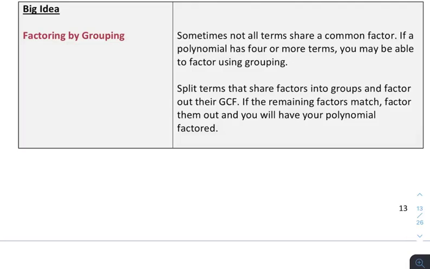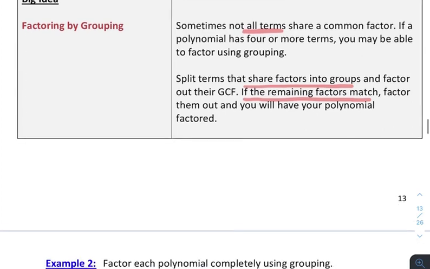So what happens if your terms don't all share a common factor? Sometimes you might have things that don't have a factor in common, but maybe smaller groups of them do. So if you have 4 or more terms, you might be able to factor using a method called grouping. Essentially, instead of trying to take a common factor out of everything, you break your terms into smaller groups and then factor out a greatest common factor from your groups, and we'll talk about what happens from there.